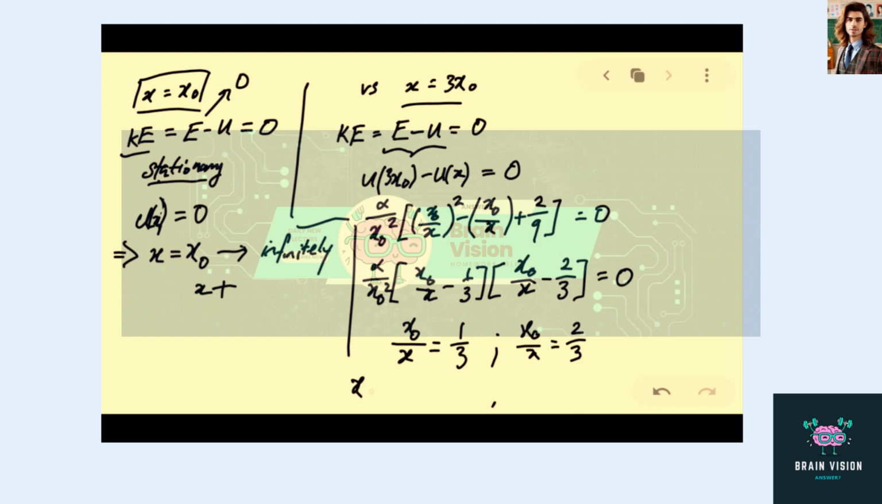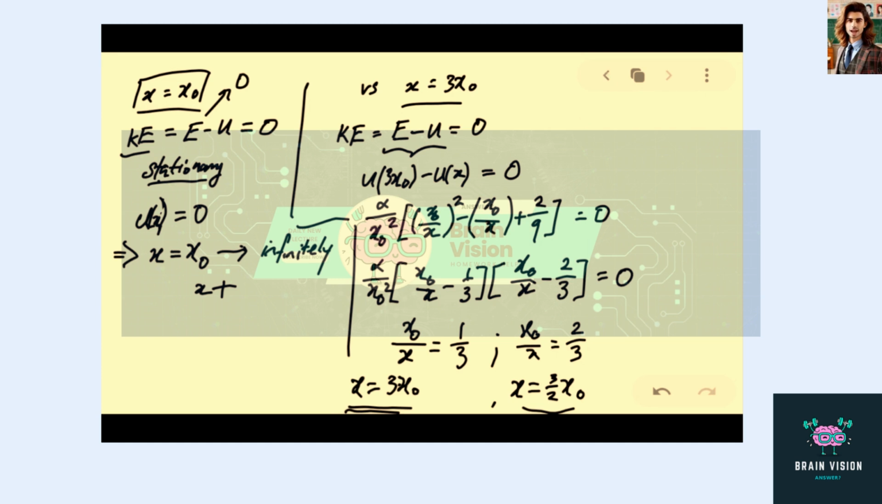And these points are when x equals 3x naught, which is our initial starting point, as well as when x equals 3 over 2 x naught. And what this tells us is that our particle will be oscillating between these 2 points, where it will stop, because its kinetic energy is 0 and it will reverse direction, and therefore it is trapped between these 2 points.